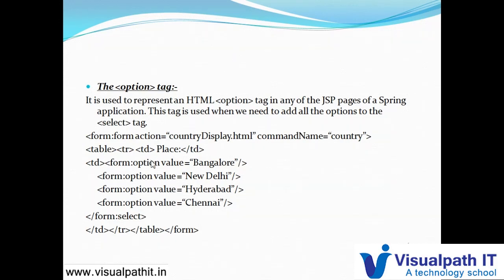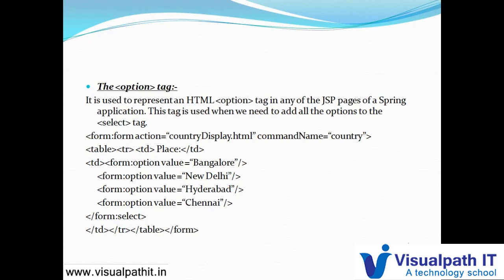So form action is equal to country display. If we want to display the country or the city name, what we do here is form:option value: Bangalore, New Delhi, Hyderabad, Chennai, etc. Here one of these options will be selected. So we need to add all the options to the select tag. We do not add the items attribute to the select tag, but we need to add all the options inside the select tag.